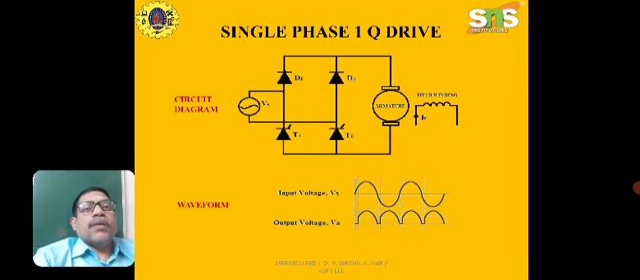Now the waveform: the input voltage is AC sinusoidal, whereas the output voltage V naught is DC pulsating. Now let me discuss this single phase one quadrant drive with the help of a fan motor load, where a regulator comes into the picture. If the regulator moves, the thyristor firing angle changes. You mean the thyristor firing angle changes such that the output voltage given to the armature changes, hence the speed of the motor changes. Now let me see that.